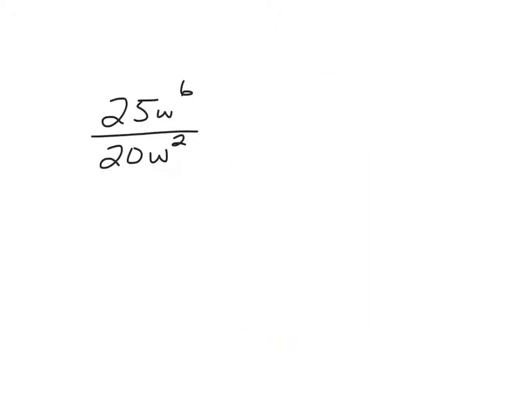Here's another example. 25w to the sixth over 20w squared. Once again, I'm going to factor both the numerator and the denominator. The numerator could be factored down as 5 times 5, and the denominator, I'm just going to do the whole numbers here for a moment, could be factored down as 5 times 4. Now, I still have a w squared on the bottom, and just to save a little bit of time and space, the top w to the sixth could also be written as w to the second power times w to the fourth power.